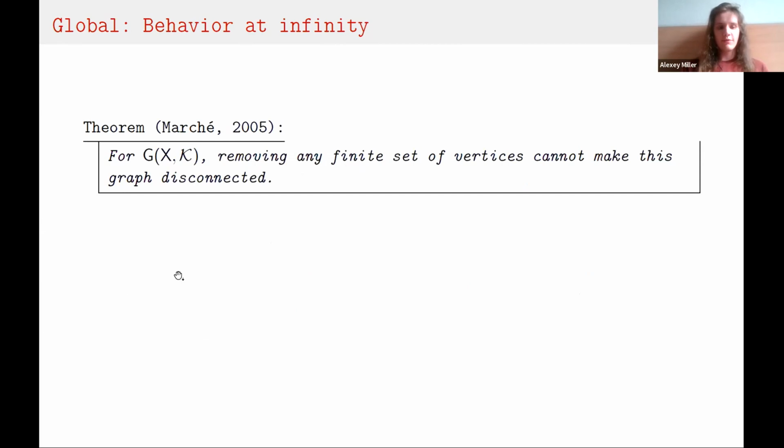Marsh took a different approach to describing behavior at infinity. Namely, he proved that for the crossing change Gordian graph, removing any finite set of vertices cannot make this graph disconnected. From this point of view, I have essentially generalized this result. Namely, I have obtained the following.